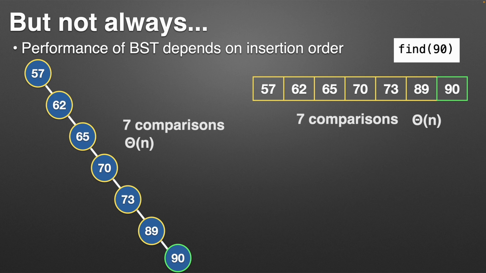So now there's no difference between the two structures, right? If I'm looking for 90 in either of these structures, I'm going to do the same number of comparisons. And so we've lost all the benefits that the binary search tree has. And this is a valid binary search tree, right? It follows all of the rules. It's just unfortunate.